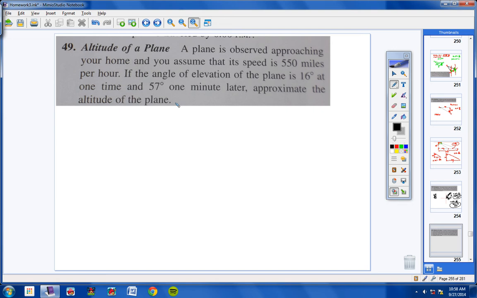49 is a pretty tough problem, students, so please take some really good notes and please pay attention, okay? Here we go. A plane is observed approaching your home and you assume the speed is 550 miles an hour. The angle of elevation is 16 degrees at one time, and then 60 seconds later, or 1 minute later, the angle of elevation is 57 degrees. Approximate the altitude of the plane. Okay, so here we go.